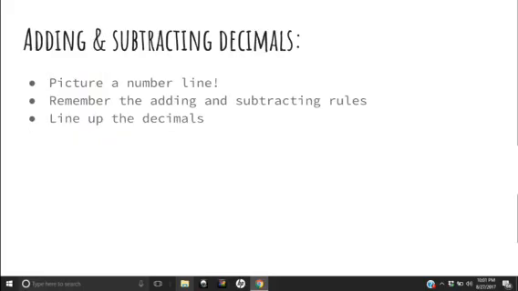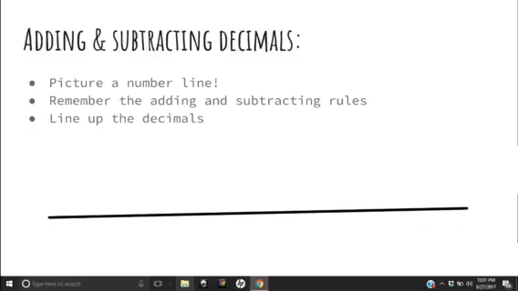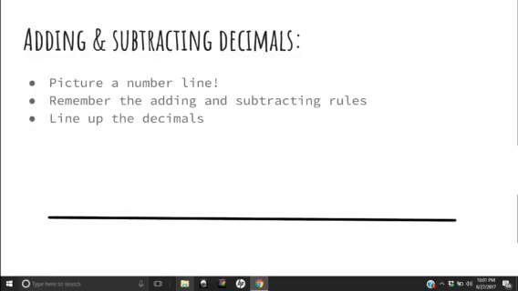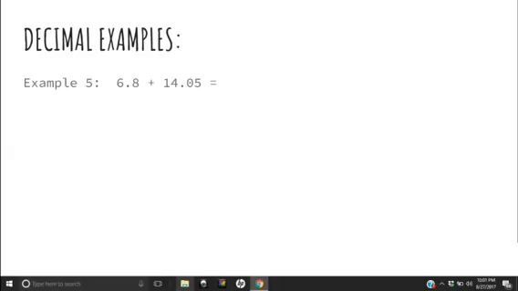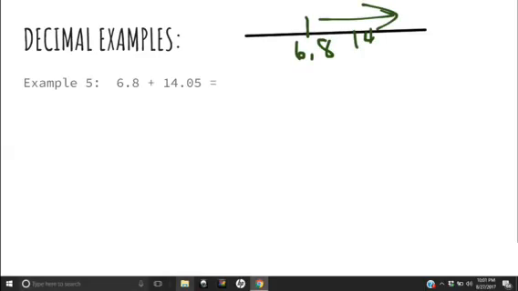Anytime you're adding and subtracting numbers, I always recommend picturing them on a number line, especially when it involves positive and negative. And so just a little hint when you're working with decimals, picture that number line. Remember your rules, same sign, sum, different sign, take the difference. And then whenever you're adding and subtracting, you've got to line up those decimals. Using those tips, we're going to picture a number line. If I have 6 and 8/10, it's about here. If I go up 14, it's going to put me at about 20. So that's what we're looking for.